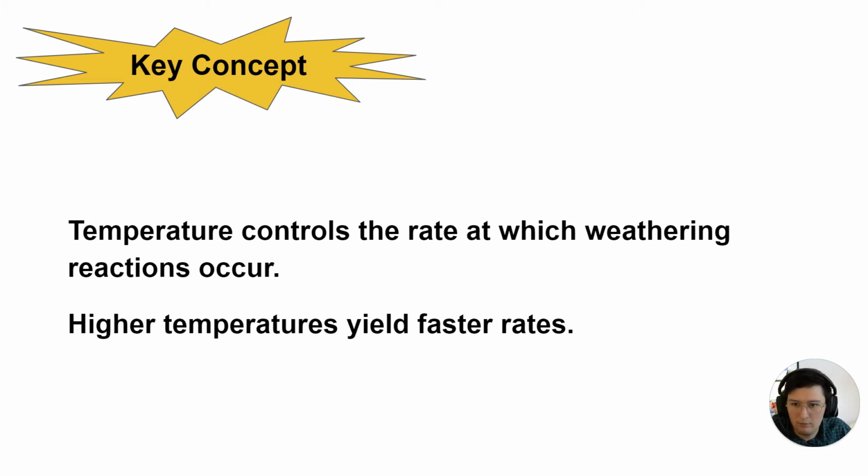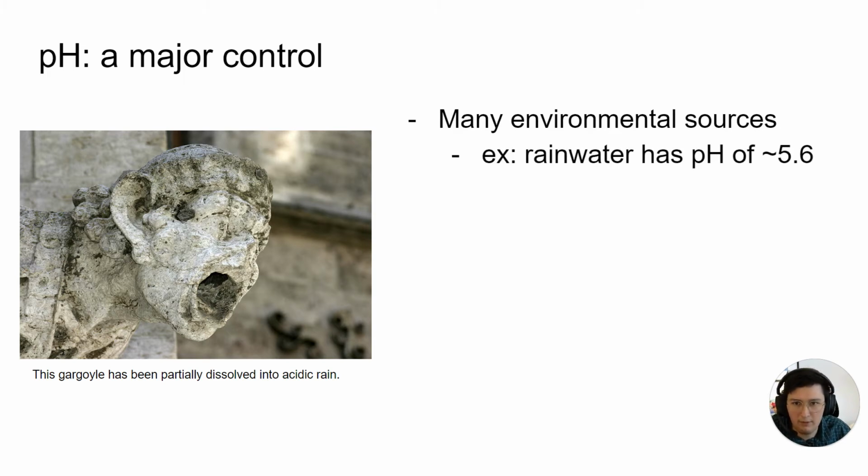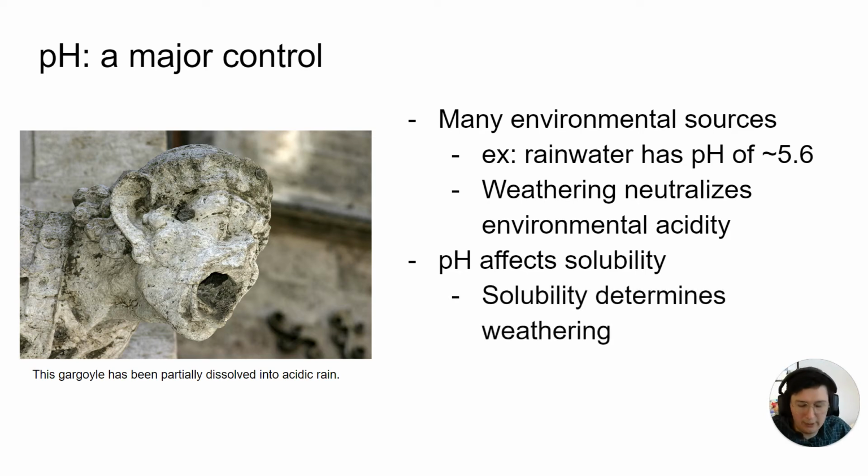Another control that we've talked a bit about is pH. And like I said, there's a ton of different sources in the environment for pH. Rainwater, again, is slightly acidic. But those weathering reactions that we've seen are a way to take some of those hydrogen ions in solution and neutralize them, so they get turned into other products and bind with other solutes. So pH has a big effect on solubility, and then solubility determines how quickly those things can be dissolved.